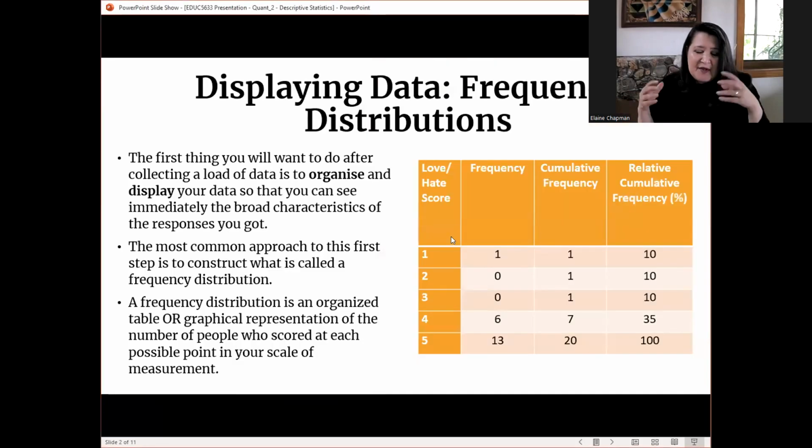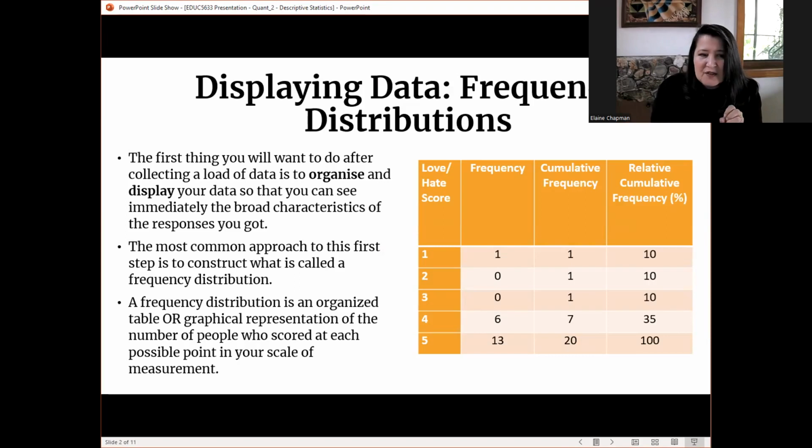Okay, so these steps that we're talking about basically take place when we've reached the joyous point where we finish collecting our data. It's always an exciting bit of the research process. Usually the first thing that we want to do is to organize and display these data in some way that allows us to easily see broad characteristics of the kinds of responses that we got. Now, the most common approach to displaying data is what we call a frequency distribution.